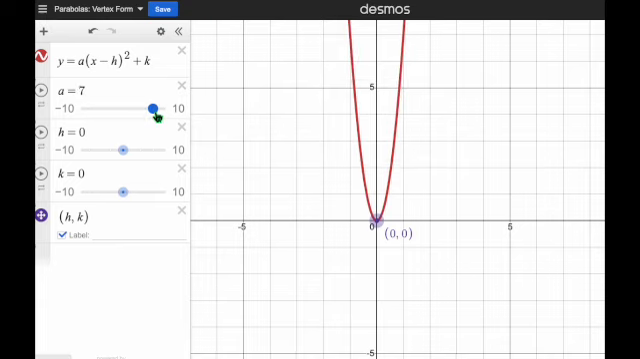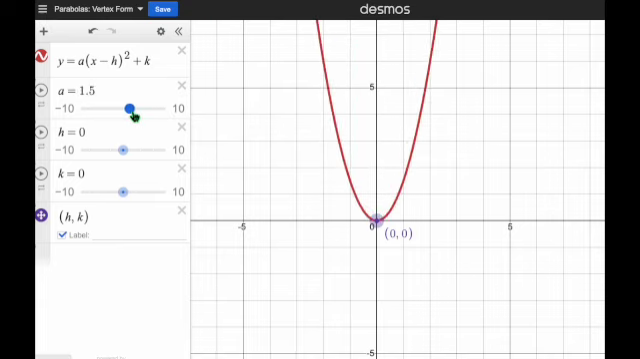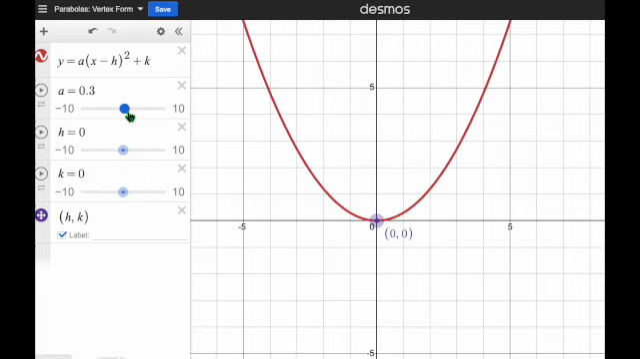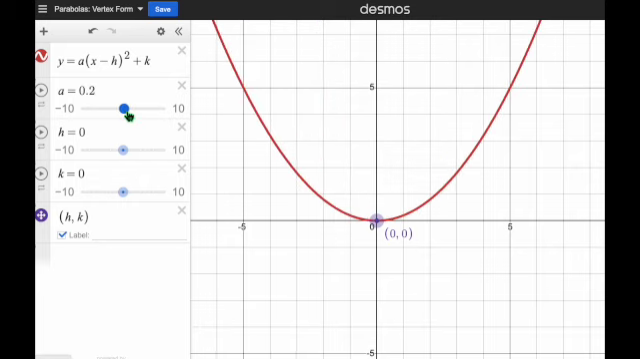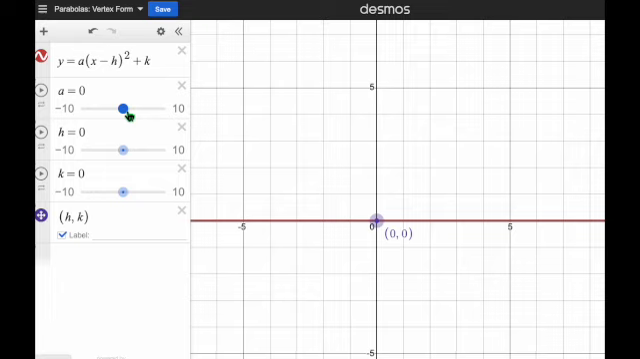we call vertically stretched. If I make it smaller, and this time I'm going to go a little bit less than 1, it's going to make it wider. And we would call that a vertical compression when it gets wider like that. If you make it 0 itself, it's just a straight line. So just know that if a is 0, it's no longer a parabola, it's a horizontal line.